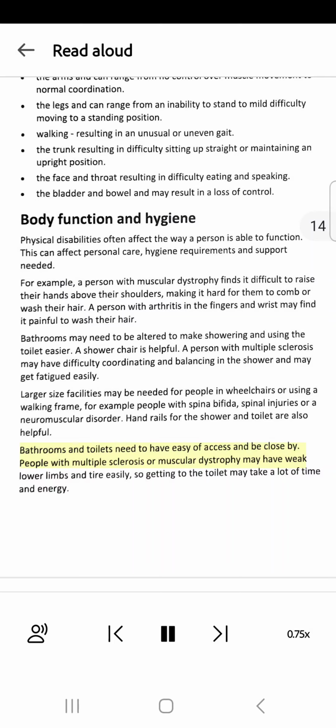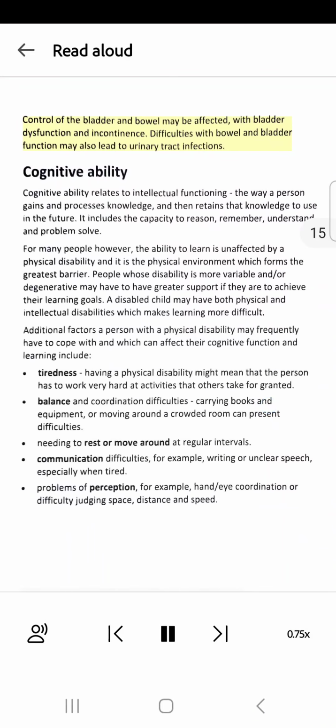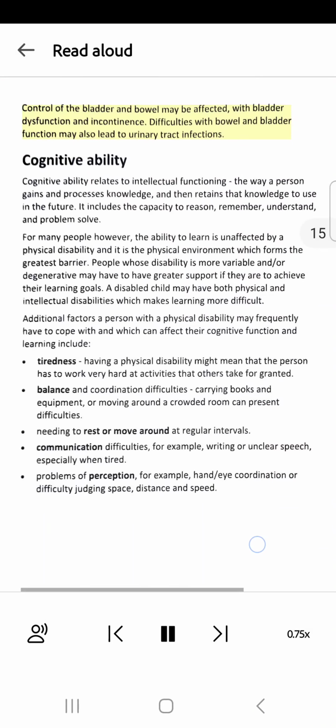Bathrooms and toilets need to have ease of access and be close by. People with multiple sclerosis or muscular dystrophy may have weak lower limbs and tire easily, so getting to the toilet may take a lot of time and energy. Control of the bladder and bowel may be affected, with bladder dysfunction and incontinence. Difficulties with bowel and bladder function may also lead to urinary tract infections.